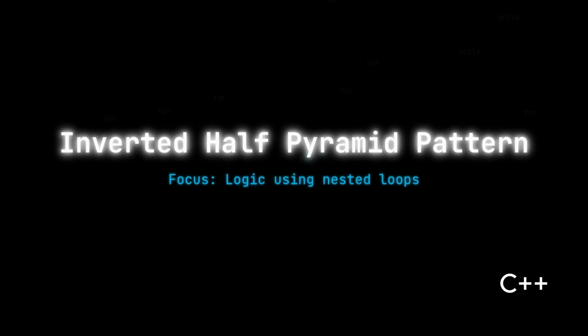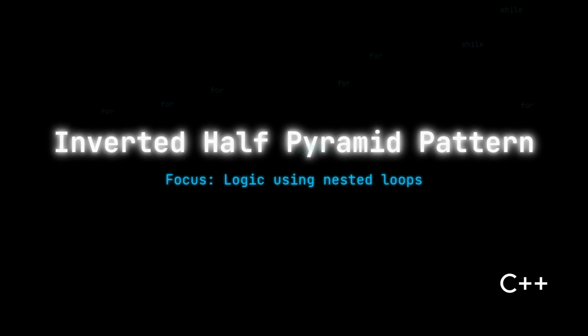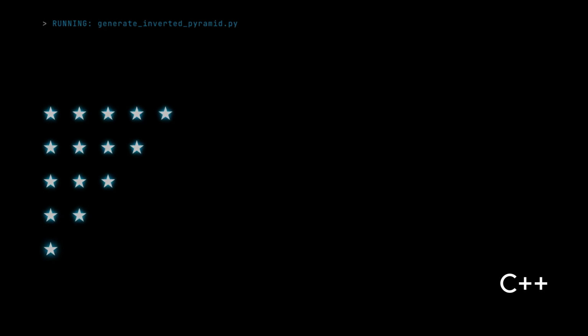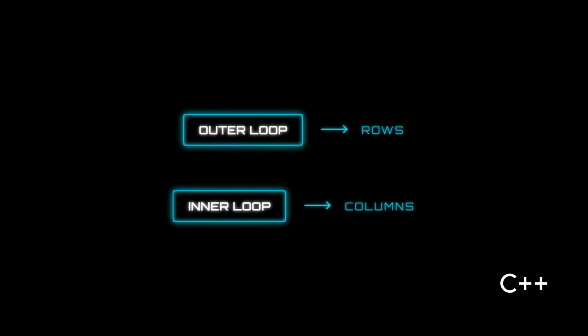Today, we're diving into the logic of the inverted half-pyramid pattern using C++. Let's break down how nested loops bring this pattern to life. Our goal is to create this inverted structure, where the number of stars decreases as we move down each row. The secret lies in nested loops. The outer loop manages our rows, while the inner loop handles the stars in each column.